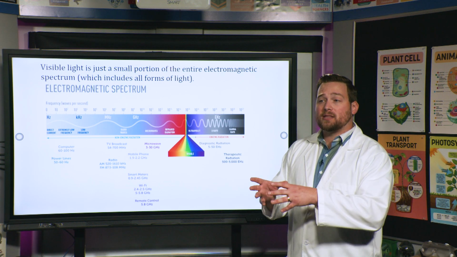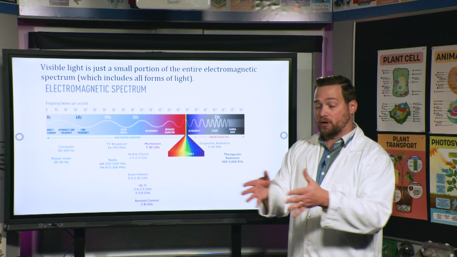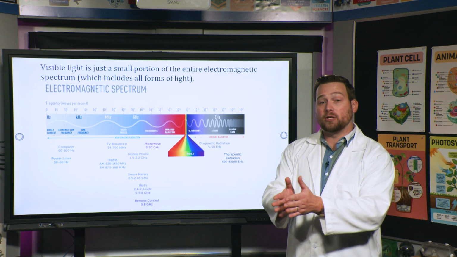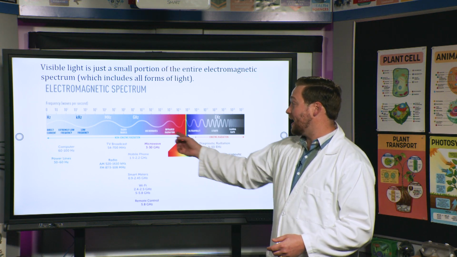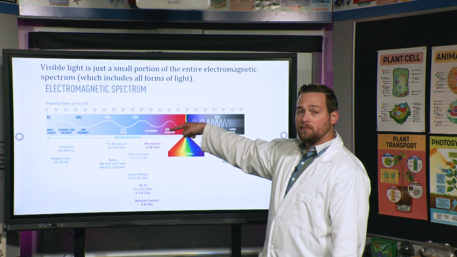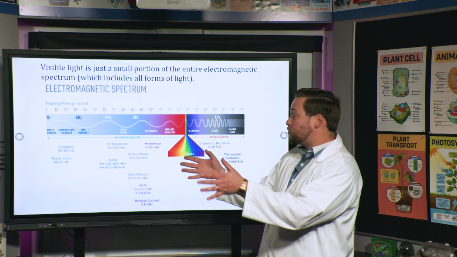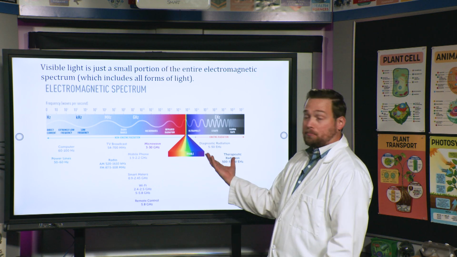Well, the reason that light has different colors is just that the wavelengths are at different lengths. Really long waves appear more red. You'll see that these are the long waves down here. You see how the waves are longer. So the longest wavelengths are always red, and then the shortest wavelengths are always blue and purple, okay?